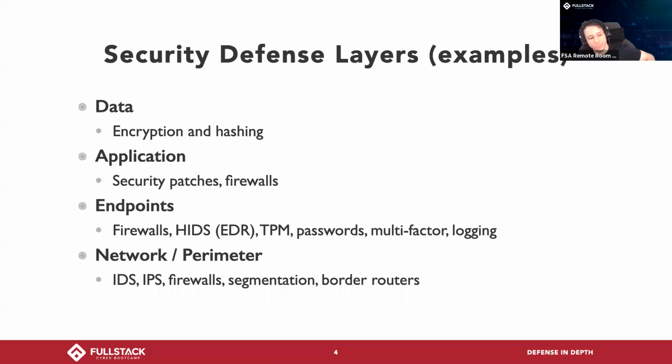Right at the network and at the perimeter, just like you guys said, IDS and IPS are going to live there as well. We're going to have firewalls and a couple of things we hadn't mentioned before, segmentation and border routers. We'll talk a little bit more about segmentation today as it's one of the core principles of establishing a secure security architecture, right? Just keep everything separated that needs to be separated, as well as having routers.